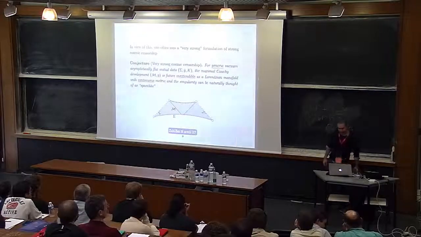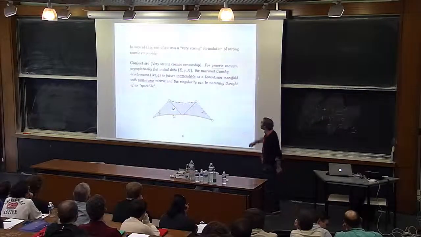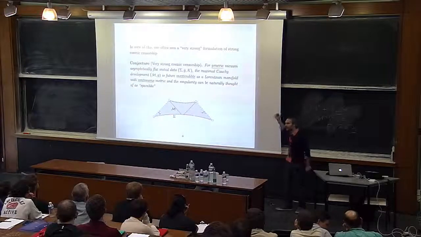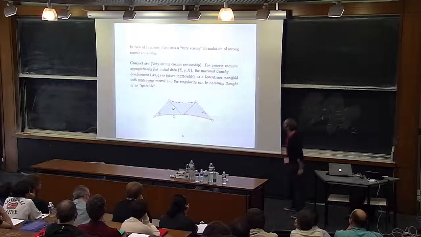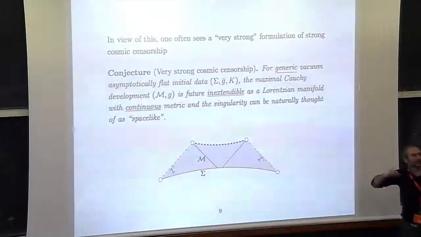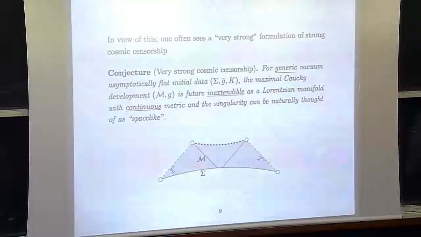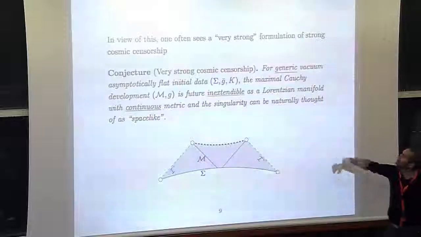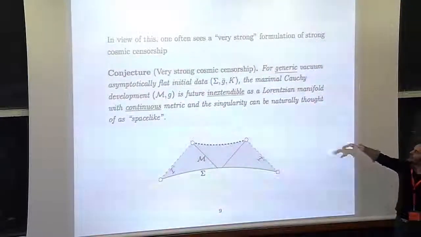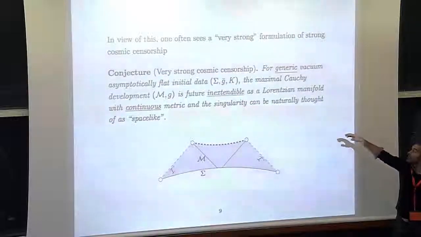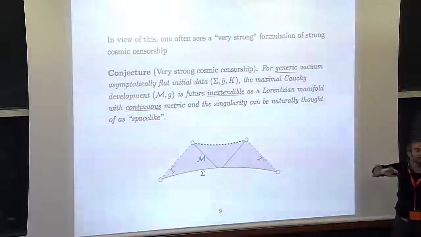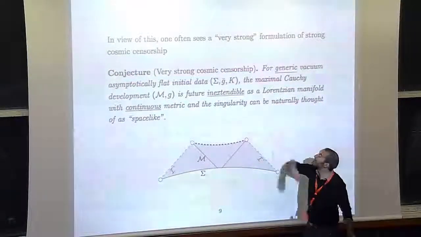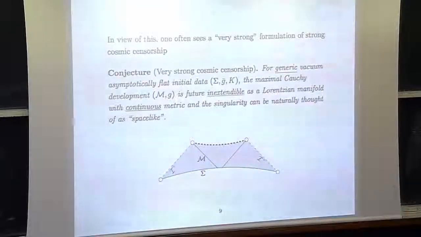So let's even formalize this, because in fact this is the colloquial version of strong cosmic censorship that one often sees. So I will call very strong cosmic censorship the statement that for generic vacuum asymptotically flat initial data, the maximal Cauchy development is future inextendible just like Schwarzschild was. That's to say, as a Lorentzian manifold with continuous metric. Okay, so in this very, very strong sense. And moreover, that the singularity can be naturally thought of as space-like, whatever that means. Okay? So the Penrose diagram looks like this.